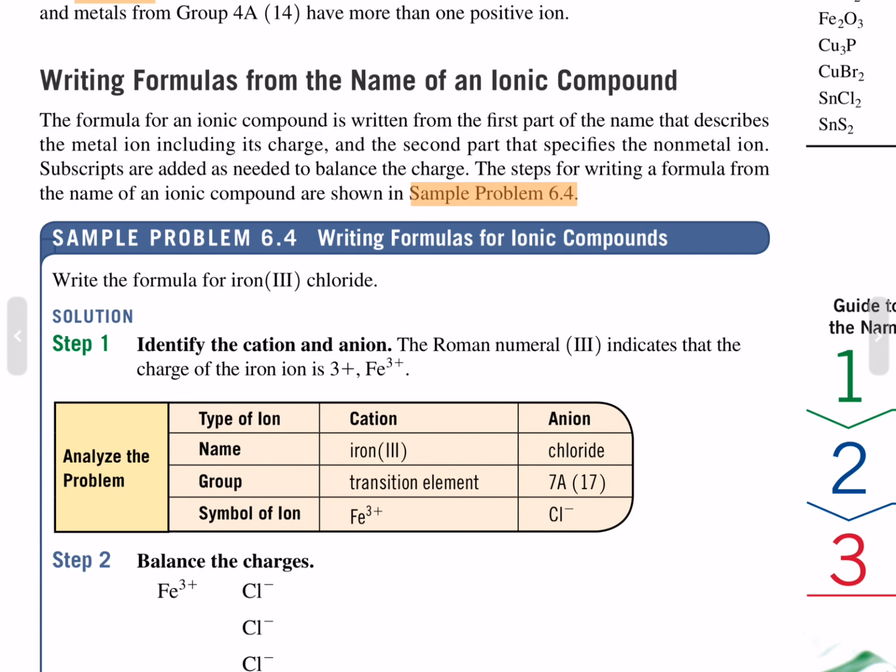Writing formulas from the name of an ionic compound. The formula for an ionic compound is written from the first part of the name that describes the metal ion, including its charge, and the second part that specifies the nonmetal ion. Subscripts are added as needed to balance the charge. The steps for writing the formula from the name of the ionic compound are shown in Sample Problem 6.4.